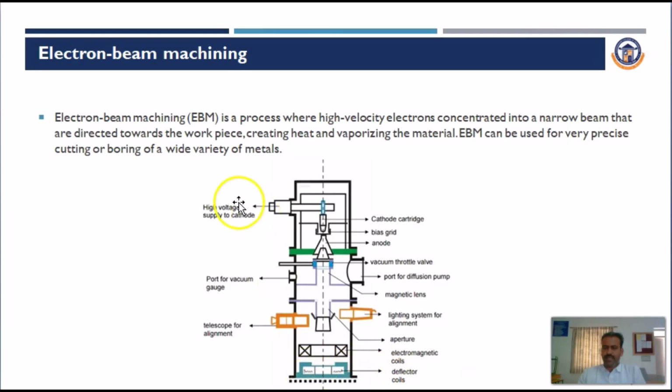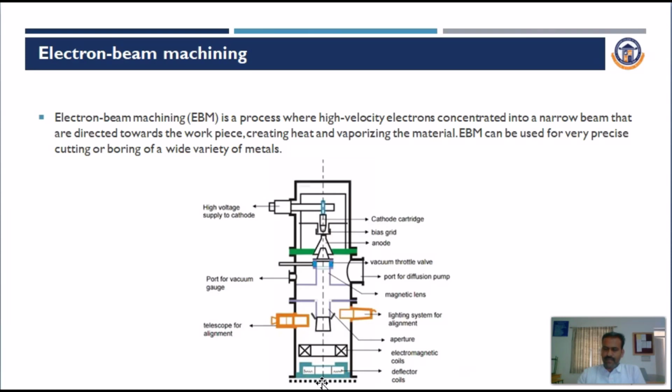The last one is the workpiece. Once we energize the supply to the cathode, the cathode automatically emits electrons to the anode. Then the electron beam develops through the magnetic lens, then the lighting system for alignment. The scattered electron beam is developed. We use the lens and lighting alignment to focus on one particular point using electromagnetic coils, then deflector coils, onto the workpiece. Once the electron beam hits a particular place on the workpiece, the metal is removed automatically.